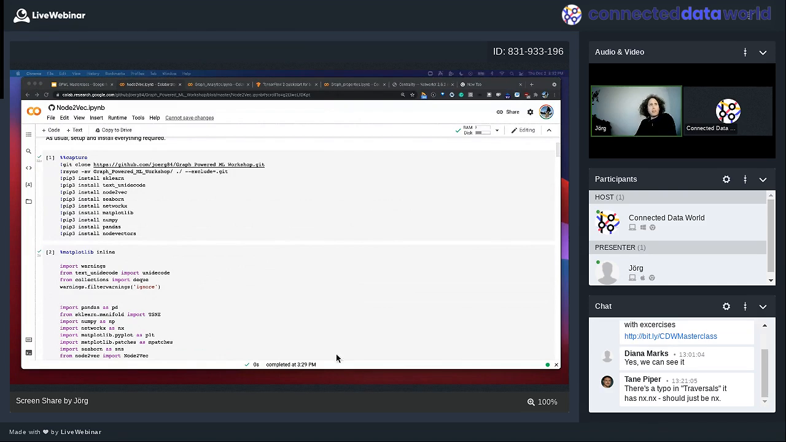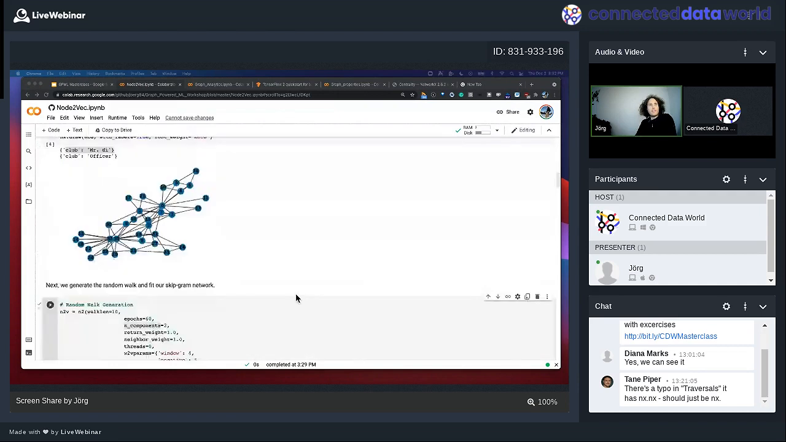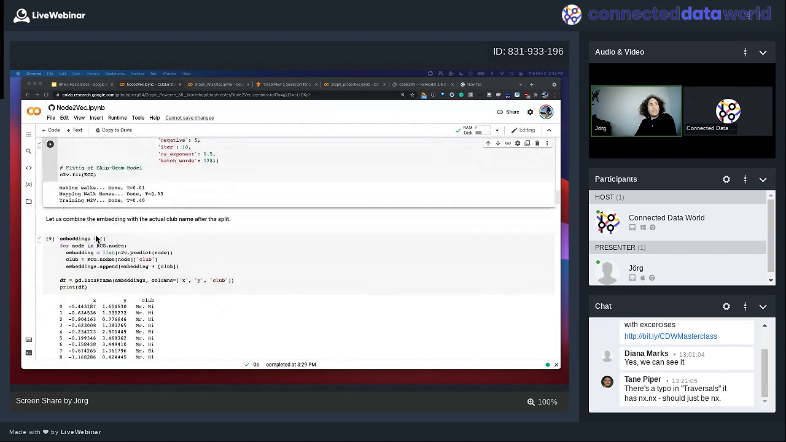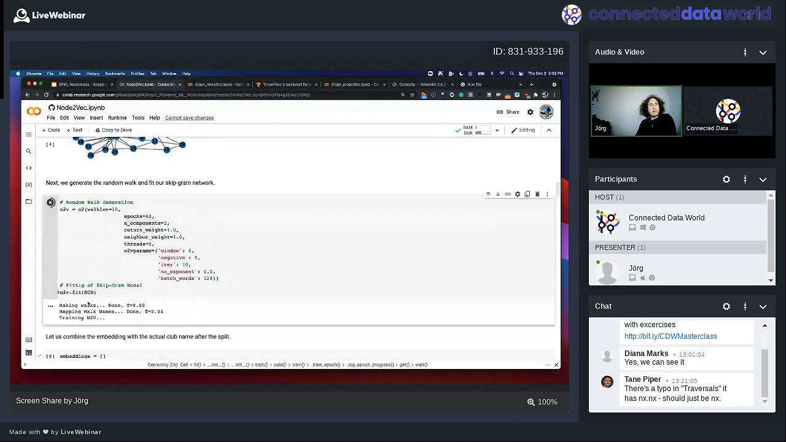Roughly one more minute. But you can already see this is a more statistical model in the end, right? Because if you rerun the random walk generation or fitting of the model, because there's a random component involved, it will give you different results each time you run it.